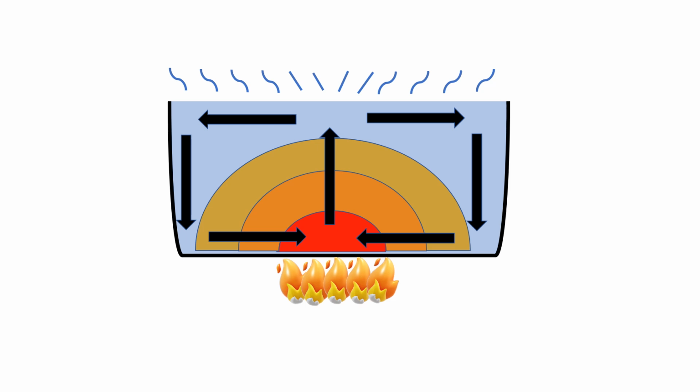The warm, less dense fluid rises to the surface. As it reaches the top, it loses heat to the atmosphere, resulting in cooling down and becoming denser. This cooler water then sinks back down towards the heat source, shown by black arrows.